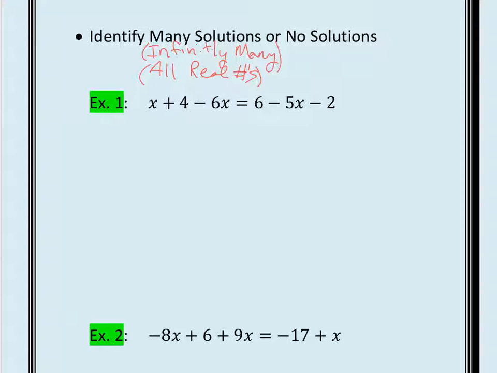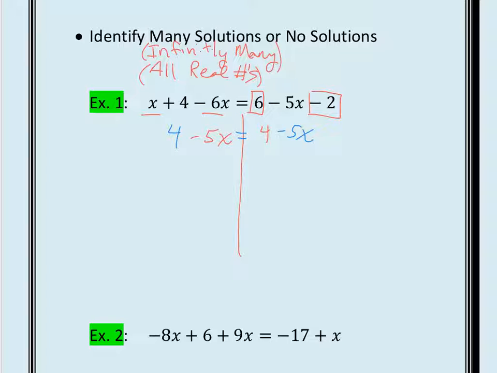So let's look at those two examples. So let's draw your brick wall. On the left side, we can combine our like terms of x and negative 6x. That gives us a negative 5x. We're not doing anything with the 4, so I'm going to bring it straight down. Equals. On the right side, I can combine the 6 and the negative 2 as constants. So 6 minus 2 is 4, and then I'm not doing anything with the minus 5x.